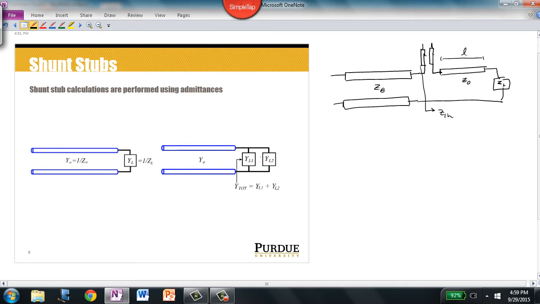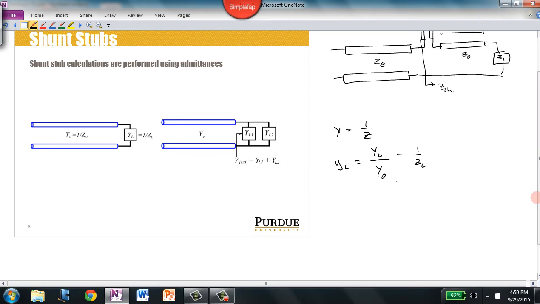When we design these shunt elements, we tend to work in terms of admittance, and the reason is it's very easy to add admittances in parallel. Admittance, as you recall, is the inverse of impedance, and we can calculate an admittance from just 1 over Z. On a Smith chart, we would have normalized admittances. So the normalized load admittance would be the load admittance divided by the characteristic admittance of the transmission line, and that's just equal to 1 over the normalized load impedance.